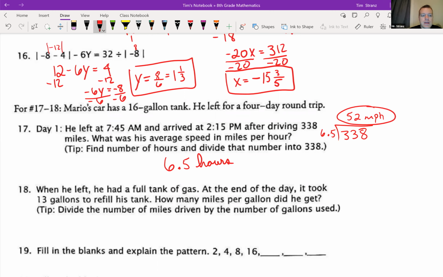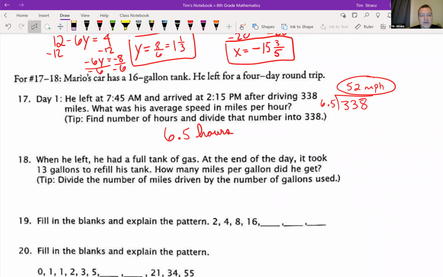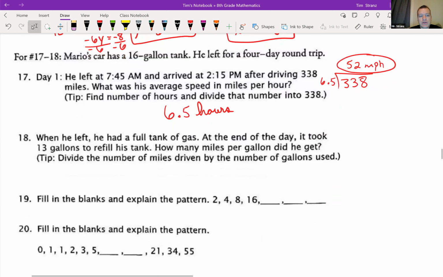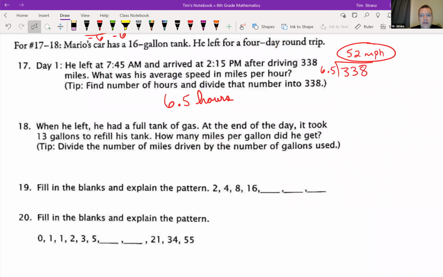Okay, number 18, when he left, he had a full tank of gas. At the end of the day, it took 13 gallons to refill his tank. How many miles per gallon did he get? Well, if he drove 338 miles, you're going to divide that by 13 gallons. It'll tell you his average, right? So 338 divided by 13 is approximately 26 miles per gallon.